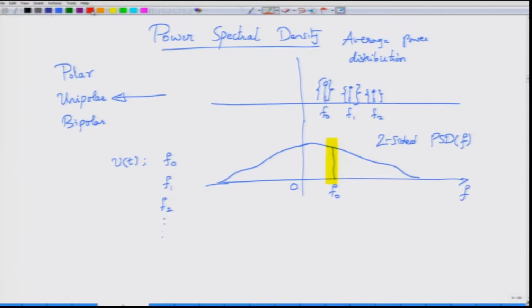In that band, the associated power will be obtained by looking at the bandwidth, which is delta f around f0, and the value of the power spectral density here, which may be PSD of f0. So, the power associated with the band of frequencies delta f is obtained by taking the power spectral density at the center frequency multiplied by delta f. Because this is a two-sided power spectral density, you also have to consider an equal amount of power on the negative frequency side. So, you usually end up having 2 times PSD of f0 times delta f.